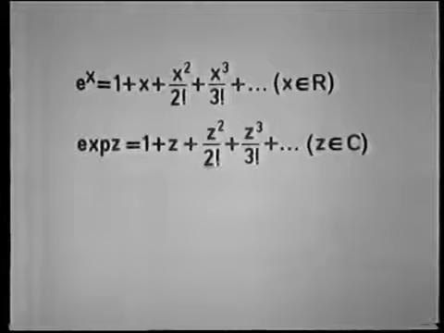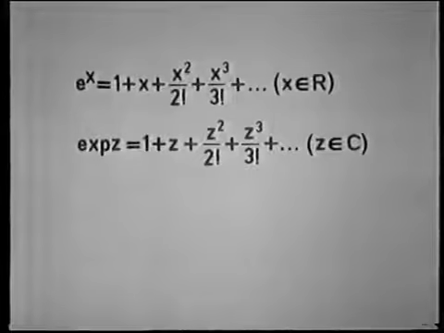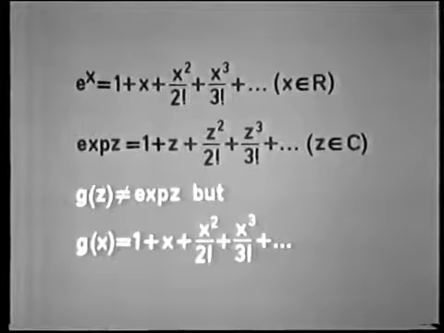First, does the complex power series converge? We're now able to answer that. It does. But there's another, more difficult question. Does the power series give a proper definition of the complex exponential function? By proper, I mean this. Can there be another function g which is not the same as the exponential function in general, but which has the same Taylor series on the real axis?